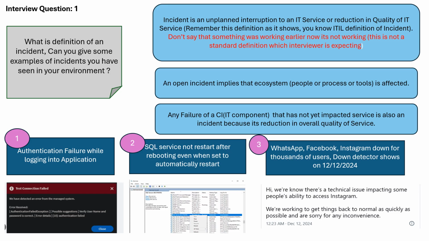So that's one question, and generally it will be asked in most interviews.